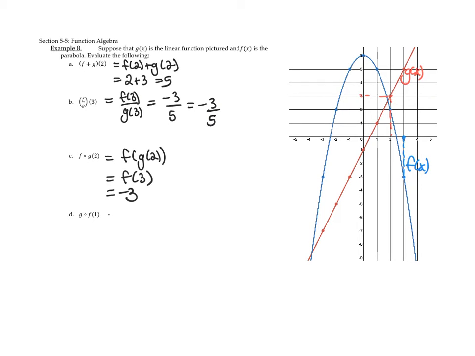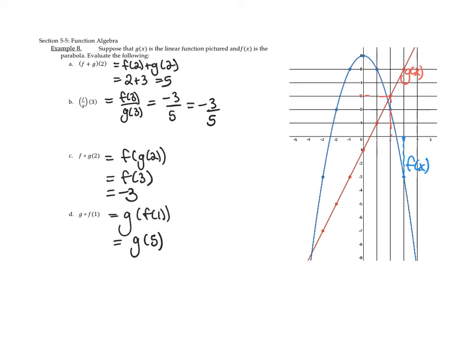And our last one is g of f of 1. So first I find f of 1. F of 1 is 5. So now we're finding g of 5. Now g of 5, this is purposefully a little bit tricky because I can't tell where g of 5 is. But what I can do is use the fact that this is a linear function with a slope of 2.